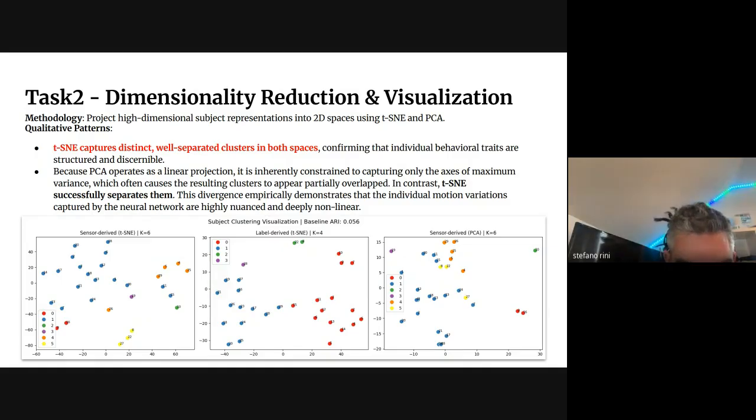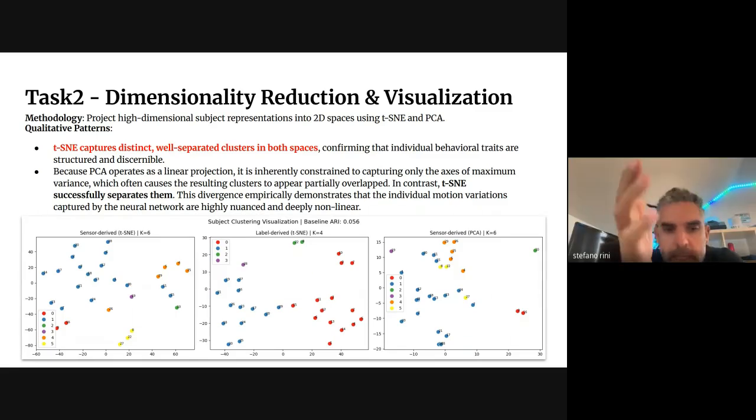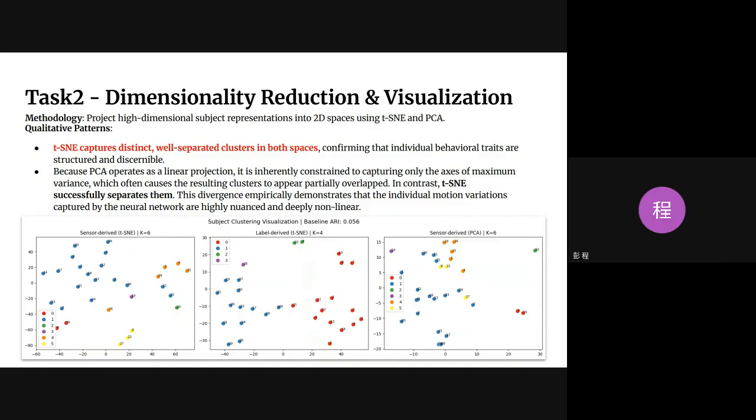So this is the sensor derived, label derived, sensor derived. So you have the sensor derived twice. Good. Then we have the 5 clusters for the sensors and the 6 clusters for the sensor and the 4 clusters for the labels. And then what is the difference between the first sensor and the last sensor? I use t-SNE and PCA. You're right. Okay, go ahead. So you don't have PCA for the label derived. Okay, go ahead.